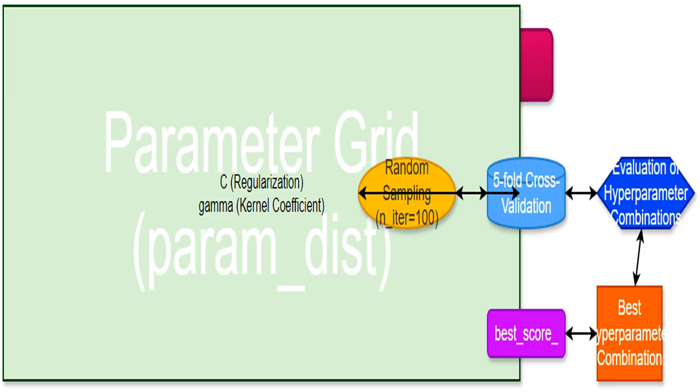These are hyperparameters for the support vector machine, SVM classifier. C controls the regularization strength, affecting the trade-off between model complexity and training error. Gamma is a kernel coefficient, influencing the model's sensitivity to individual data points.